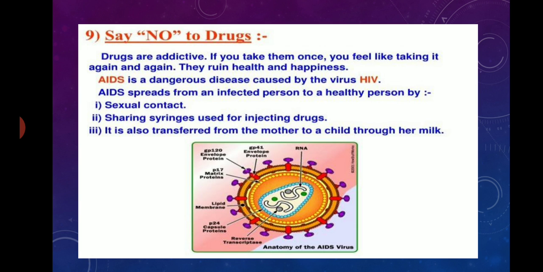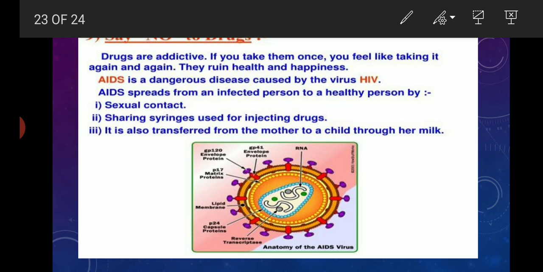An adolescent must maintain a healthy lifestyle. Drugs are addictive. If you take them once, you feel like taking them again and again, and they ruin health and happiness. For example, many diseases like AIDS, acquired immunodeficiency syndrome, are caused by the dangerous HIV, human immunodeficiency virus. It weakens the body's immunity, therefore the body becomes prone to many other infections or diseases.